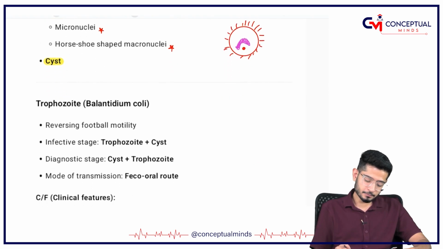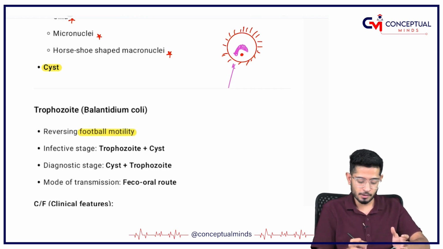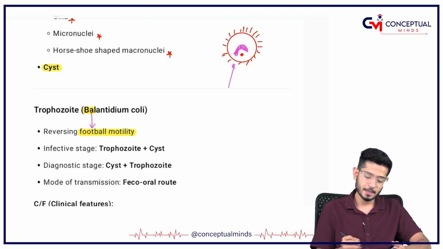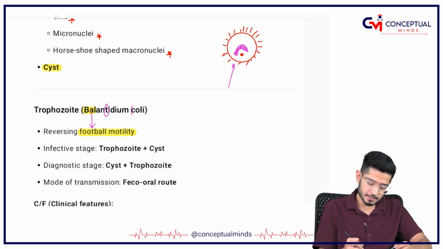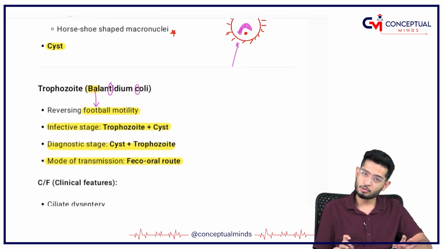Then trophozoite, if I show you this, this is just like a football, right? So it is going to have a football motility. Balantidium, BAL, ball, so football motility. What is the infective stage? I told you Balantidium coli has both T and C, so the infective stage is both T and C. The diagnostic stage is also both T and C. The mode of transmission is fecal-oral route.